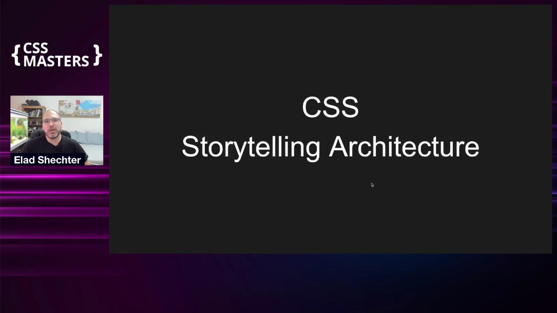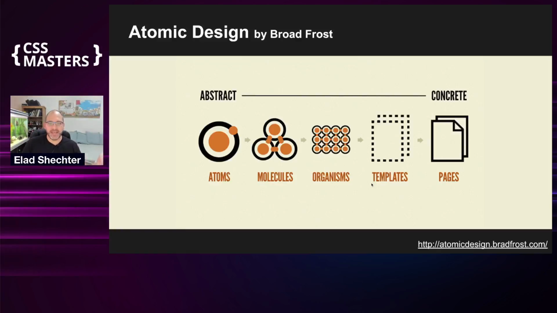And now let's talk about a type of CSS architecture that I love the most, CSS storytelling architectures. Why is it called CSS storytelling? Because the architectures of this type are storytelling. They are creating a story in the code. You already know atomic design, which tells a story about how to create from small parts more complicated parts, and more complicated parts.